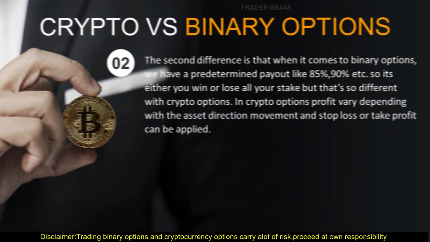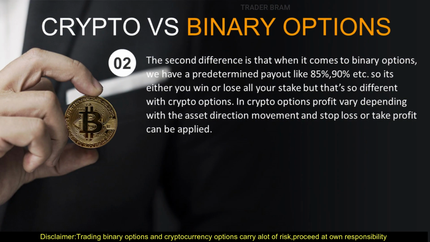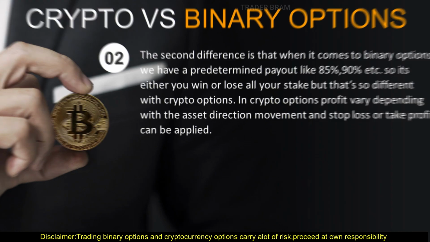The second difference is that when it comes to binary options, we have a predetermined payout, like you usually see in IQ Option. We have 85%, 90%, 70%, etc. So it's either you win or lose all your stake, but it's so different with crypto options. In crypto options, profit varies depending on the asset's direction of movement, and stop loss or take profit can be applied. Unlike in binary options, where you don't have any other choice to put a stop loss or a take profit, you either lose all your money or you win with the percentage payout that is given.